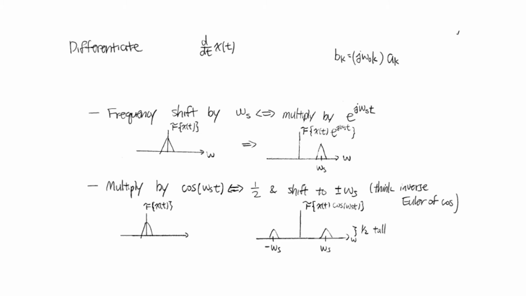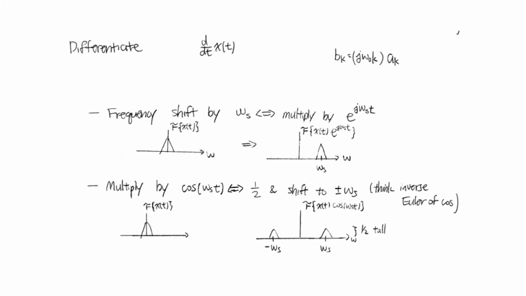Moving further down, there's one more property and a few notes. I won't go into as much detail for now, but when you differentiate, since the only term in x of t in the Fourier series that actually has a t in it is the exponential, the differentiation just gives you an extra multiplication of whatever the derivative of the exponent is. So remember, we have e to the j omega naught kt on top, so differentiating that just gives you an extra j omega naught k.